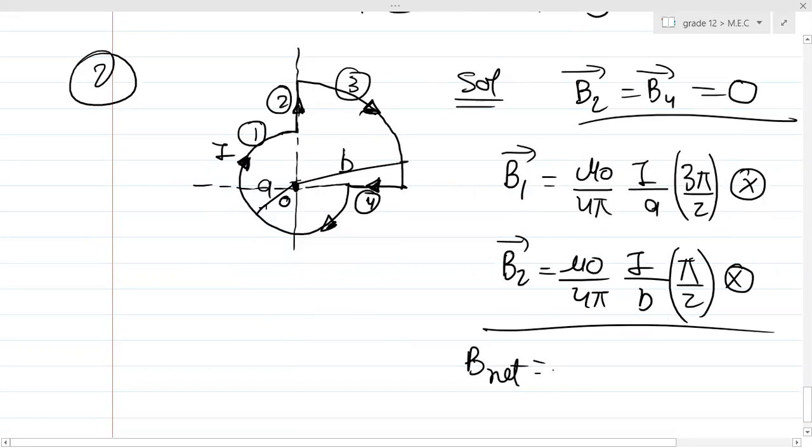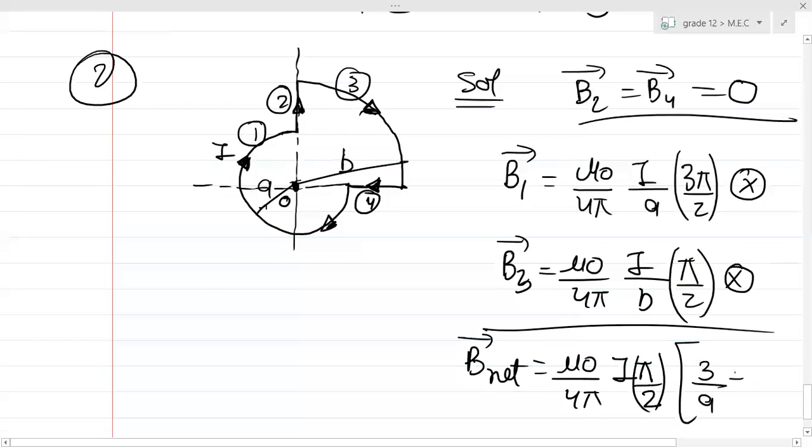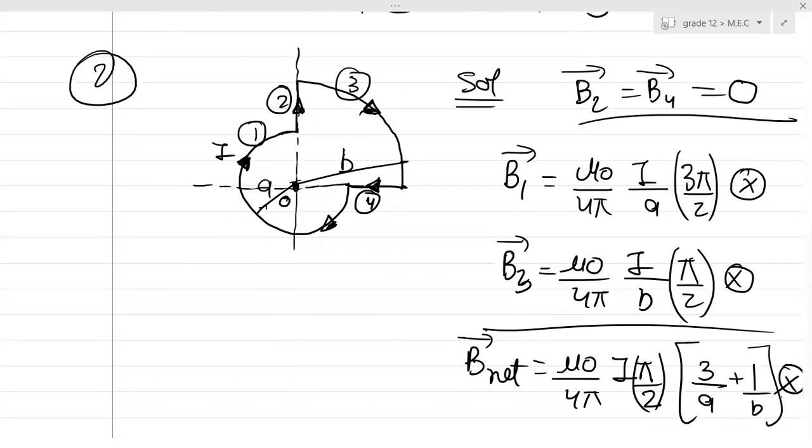Guys, everyone understood? B3, yes, it is B3. So B net will be equal to mu naught by 4 pi. I is common, even pi is common, and even 2 is common. Here it will be 3 by a plus 1 by b, and the direction is into the plane. Is this clear? Shall I give you one more question like this?